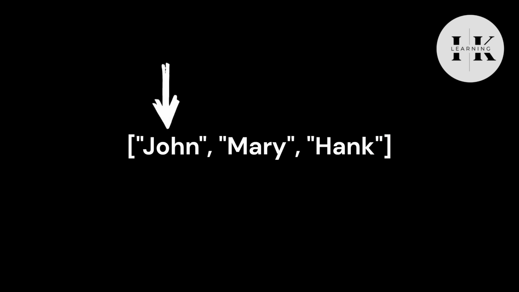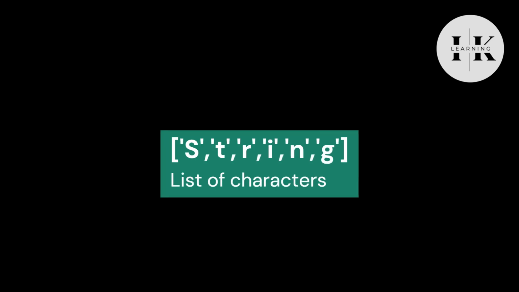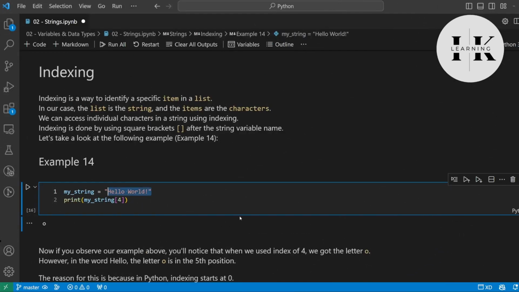Now, if we also take a look at strings, then we know that strings are a collection of characters or a list of characters. What that means is, if we take a look specifically at John, then we know that J is the first item in our list and N is the last item in our list. So now let's go ahead and see how we use indexing in code.